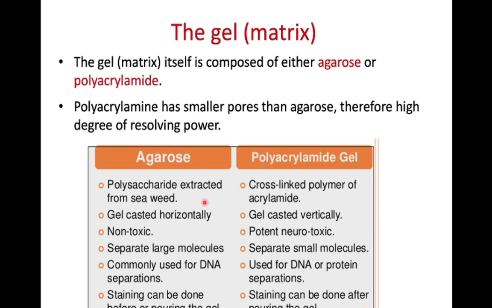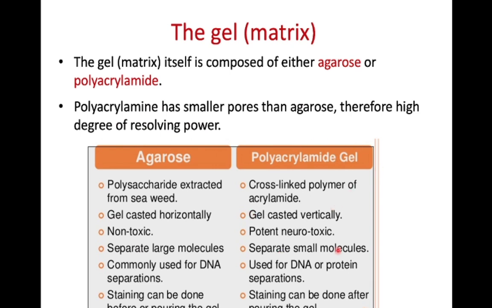So agarose has been extracted from seaweed, so it's a polysaccharide. It has to be cast horizontally. It's non-toxic. It's ideal for separating large molecules, so if you have large molecular weight proteins. It is actually commonly used for DNA separation, and staining can be done before or when you pour the gel.